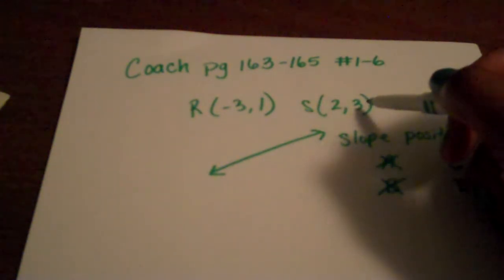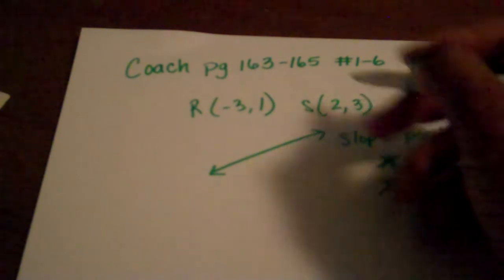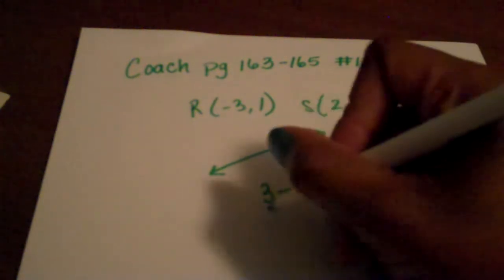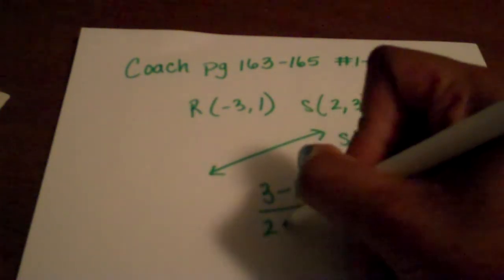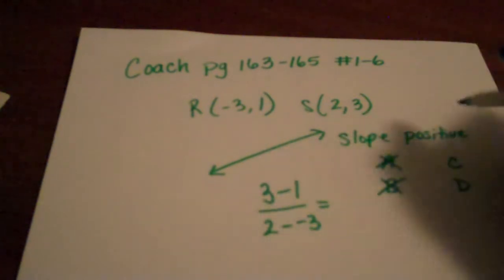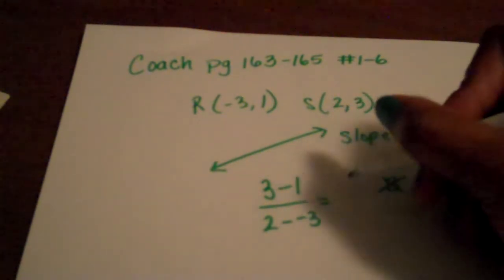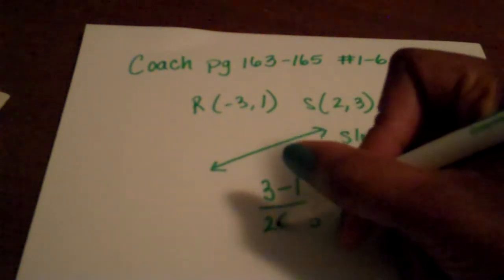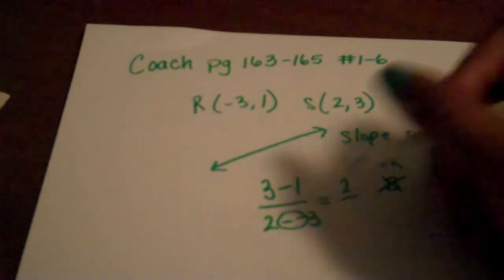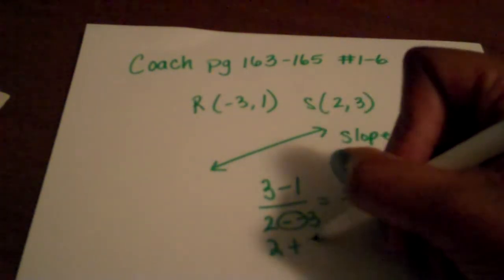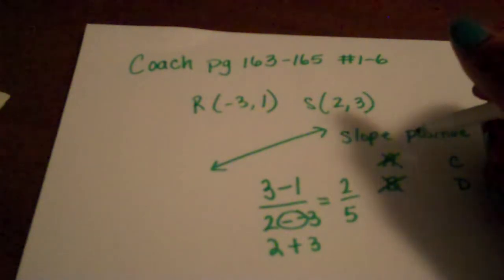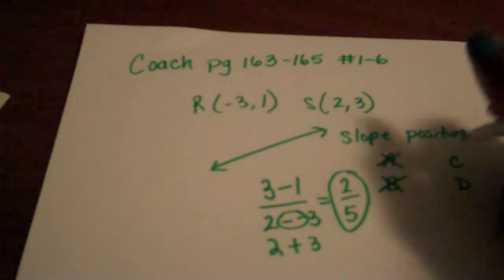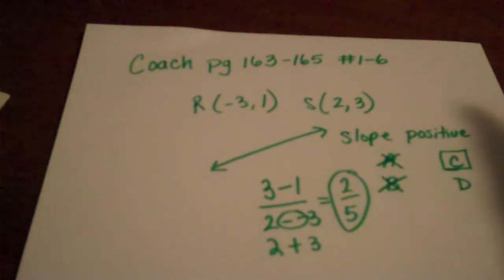So if we look at our change in y, we're looking at 3 minus 1. And if we look at our change in x, 2 minus -3, and we calculate that. 3 minus 1 is 2. 2 minus -3, well, you don't want two signs, so you circle them. Two negatives make a positive, and that gives me 2 plus 3, which is 5. Therefore, for question number 1, I get a slope of 2/5, which is answer choice C as in cat.